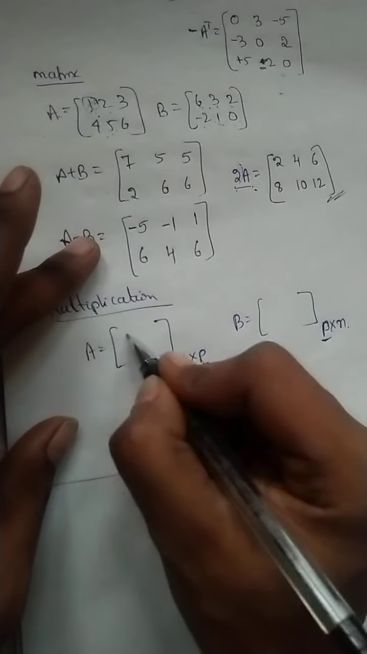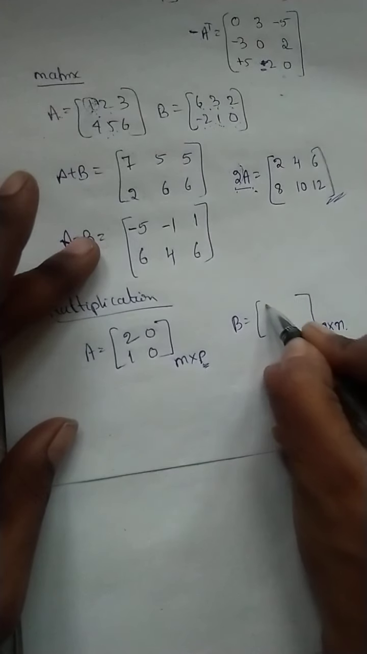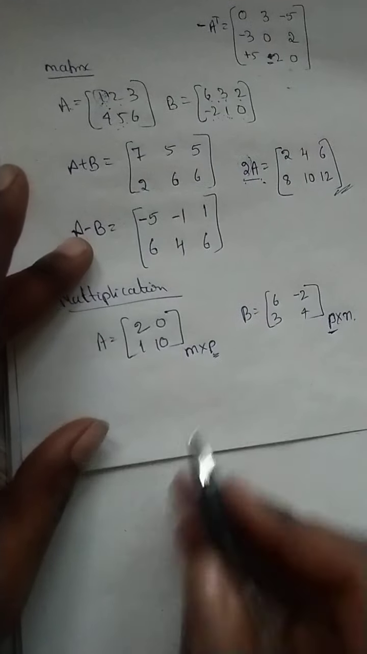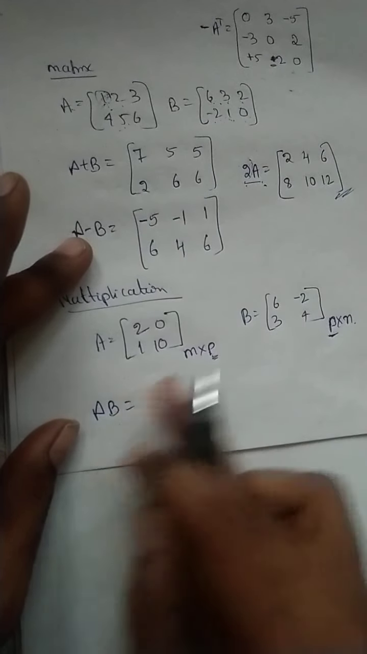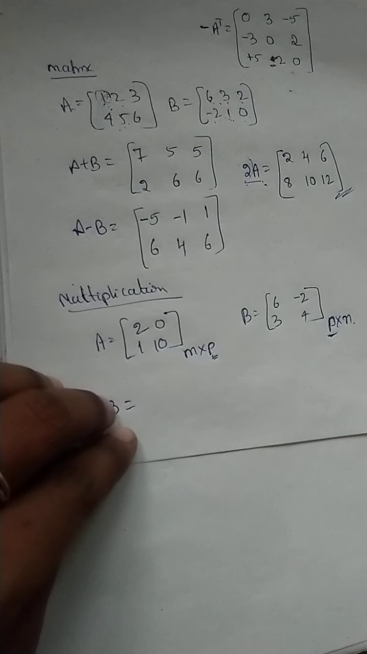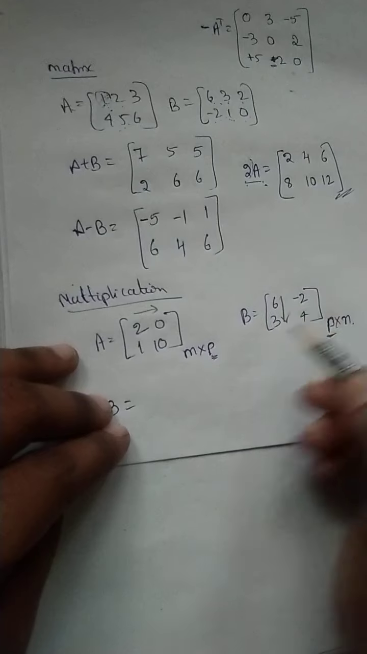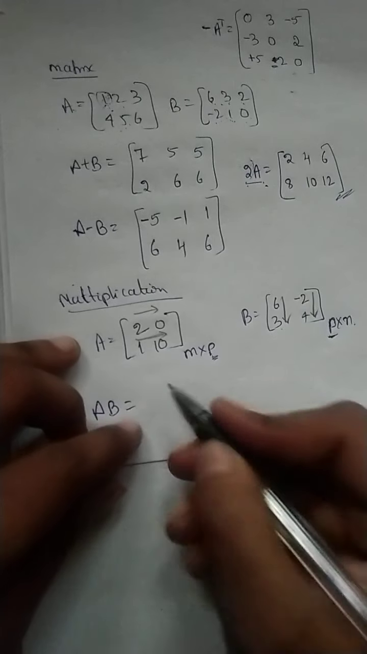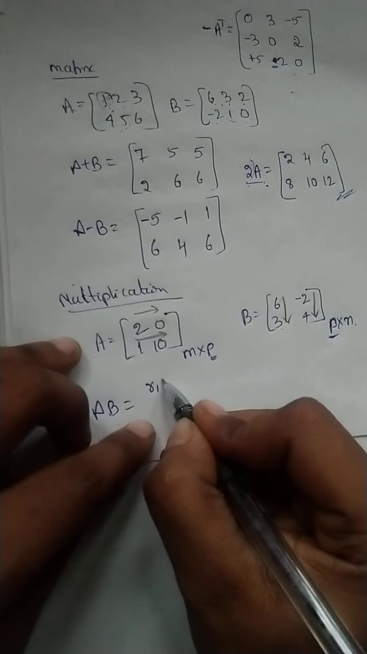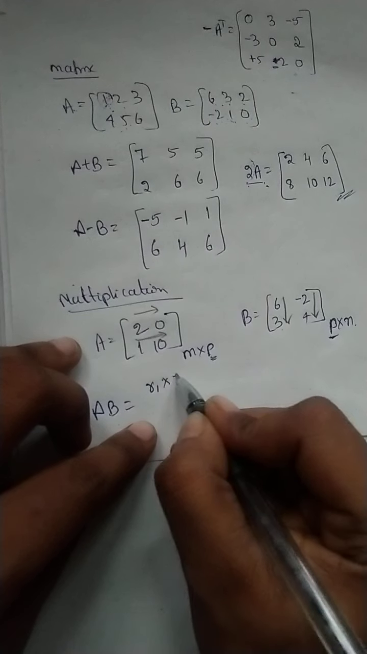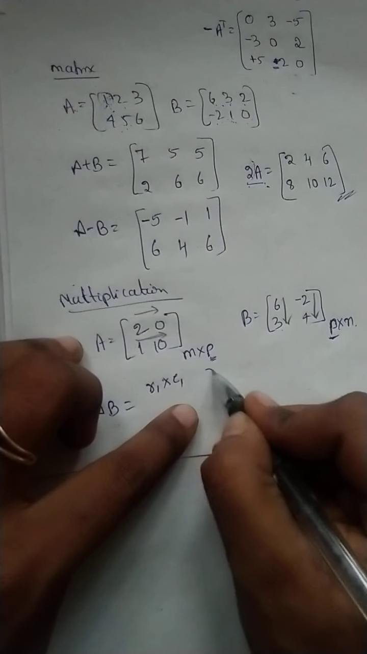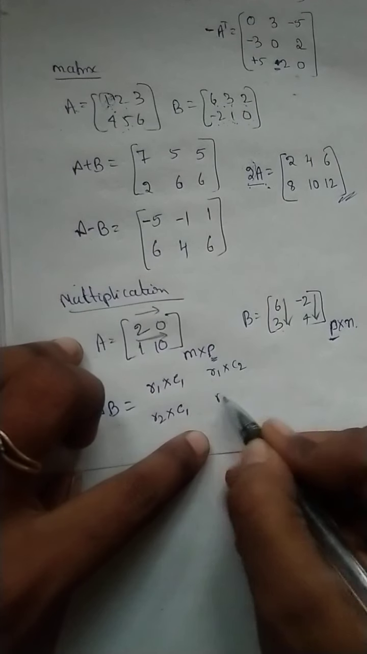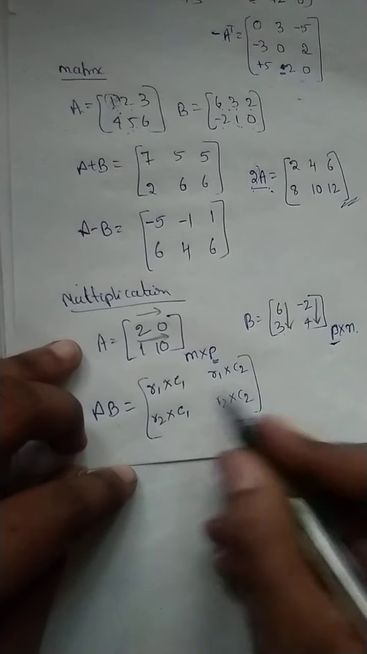Now consider here it has 2, 0, 1, 0. Okay, I'll make it 10. So 6, minus 2, 3, 4. Now A cross B is represented by AB, the multiplication of the two matrices. The thing is, you should multiply the first row with the first column and then the second column, again the second row with the first column and second column. Means row 1 into column 1 of the second matrix, again row 1 into column 2, again row 2 into column 1, row 2 into column 2. In between you have to add the products.